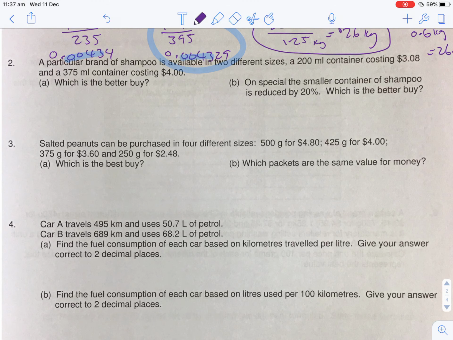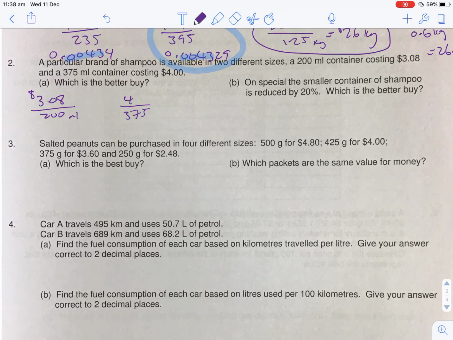So again, that's a straight up, and I'm not going to do all of these. Now that you've got the swing of it, I'll just step them up for you. So we would have gone $3.08 divided by the 200 mils, and that's going to give me dollars per mil. And for my comparison, I would have the $4 over 375 mils. So you're going to see which one's smaller and check that.